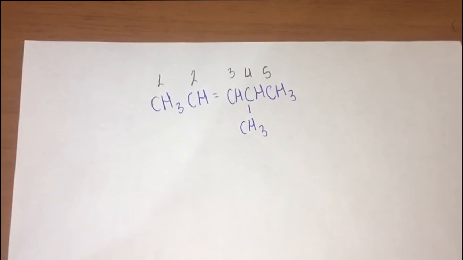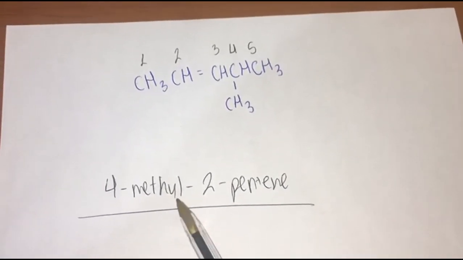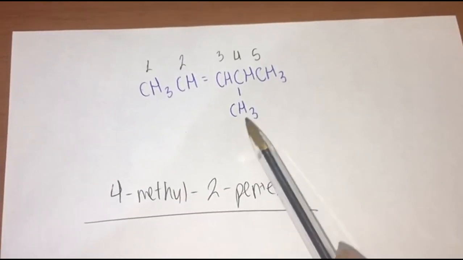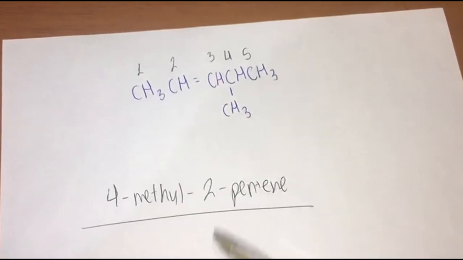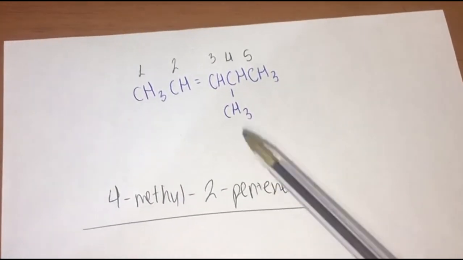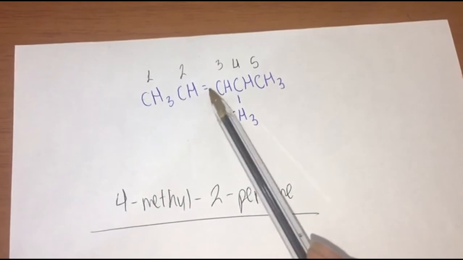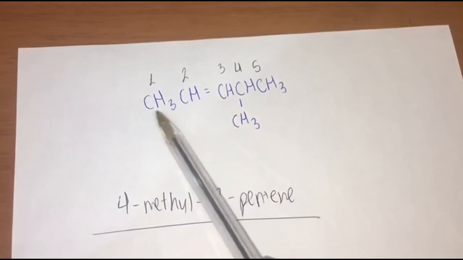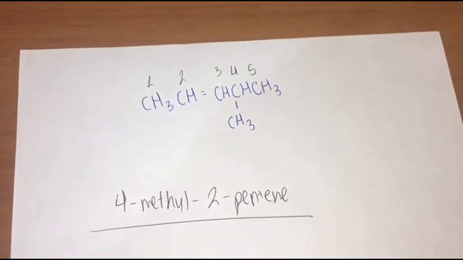So the name would be this one: 4-methyl, because the methyl is situated on the 4th carbon, as you can see, and 2-pentene, because the double bond is situated after the 2nd carbon, and pentene because there are 5 carbons in the whole chain.